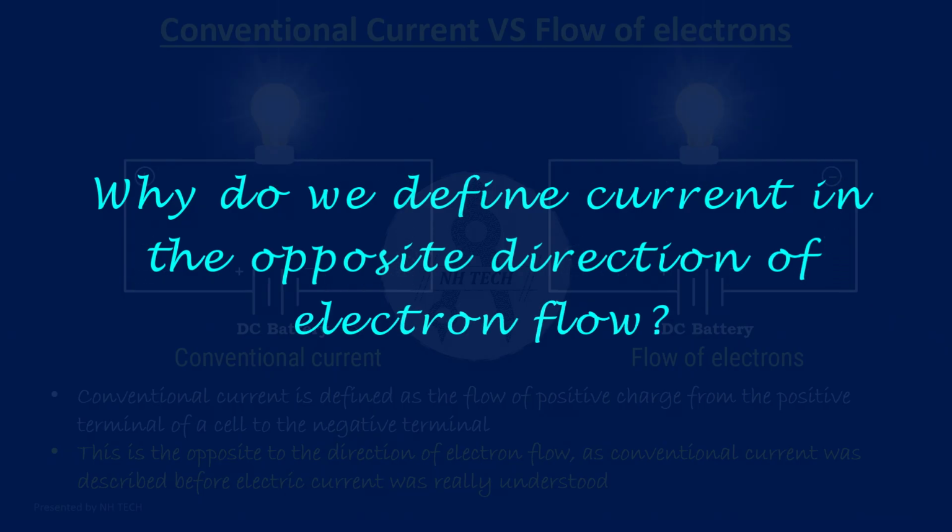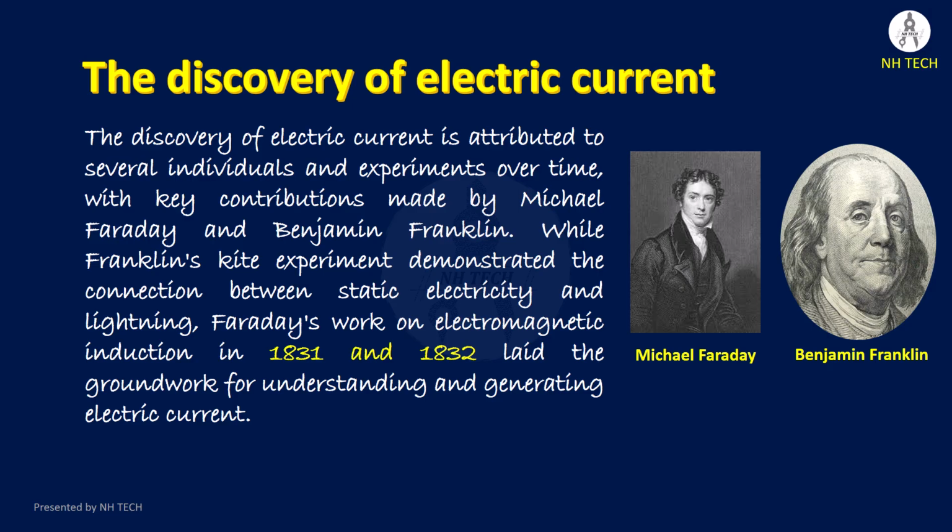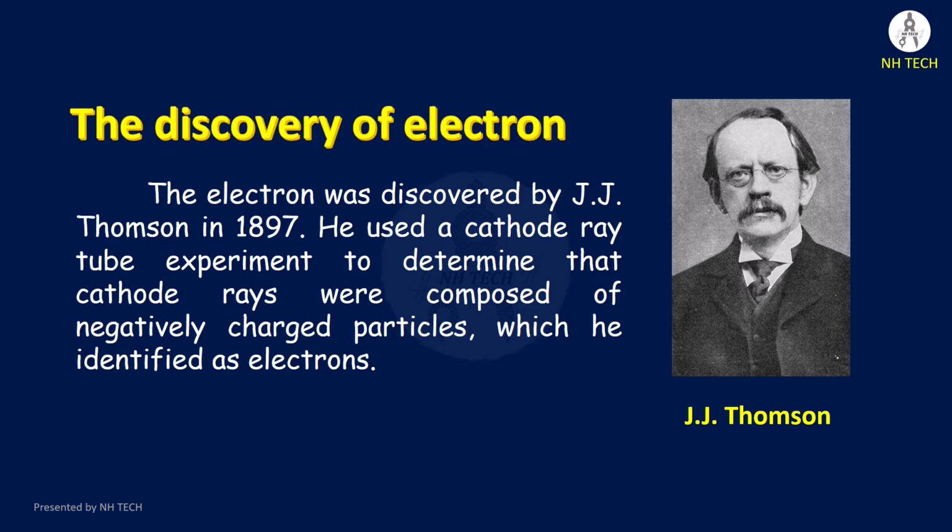The answer lies in historical convention. When electricity was first discovered, the direction of current was defined based on the flow of positive charge from higher potential to lower potential. Just like water flows from a high level to a low level, or heat flows from a hot object to a colder one, it was assumed that electric current also flows from high potential to low potential. Later, when electrons were discovered, it became clear that they actually flow from the negative terminal, low potential, to the positive terminal, high potential, which is opposite to the assumed direction.